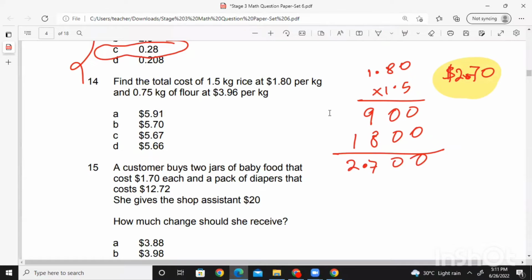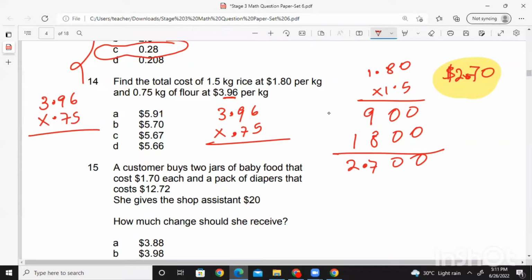All right. So I have my $2.70 there. What I'm going to look at now is the 0.75. So you're talking about $3.96, and I'm multiplying this by 75. All right, so we're multiplying. Now let's put it over here. $3.96, multiplying that by 0.75, and there we go.